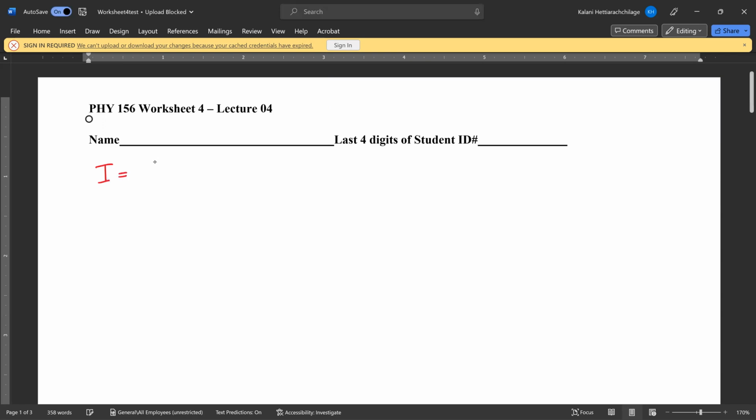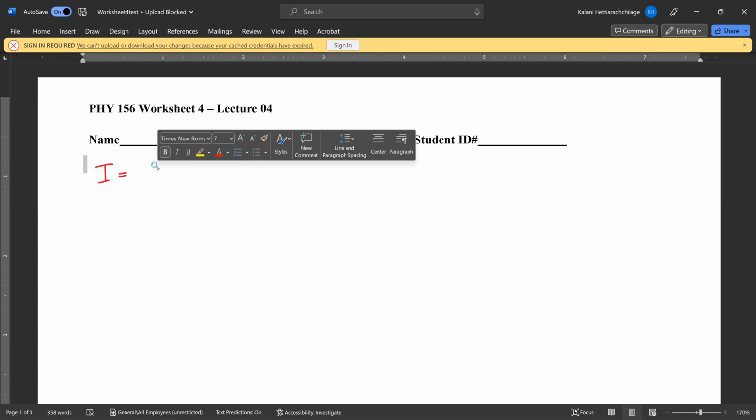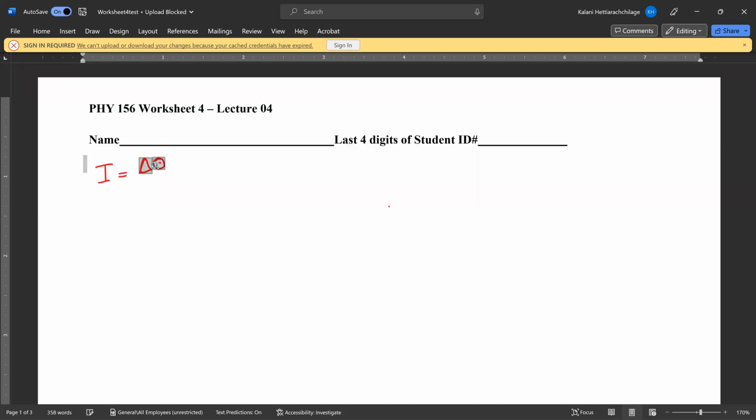Current is defined as the rate of change of charge. That means it's basically saying how many charges you can send per unit time. We call it the current. The units are coulombs, and time is in seconds, and coulomb divided by second has a new name, we call it amperes, or we usually use the uppercase letter A for amps. That is the unit of the current.